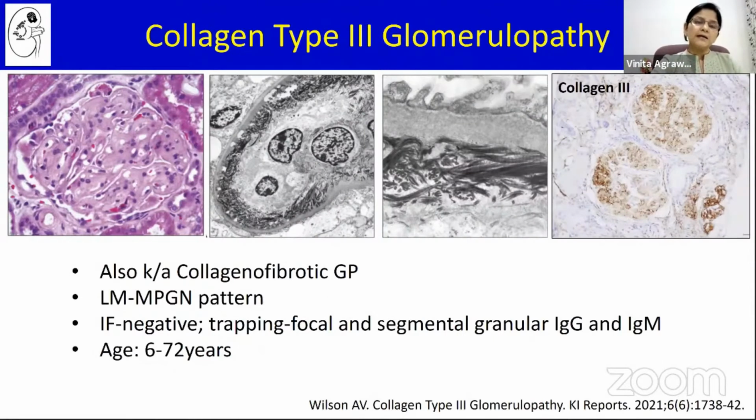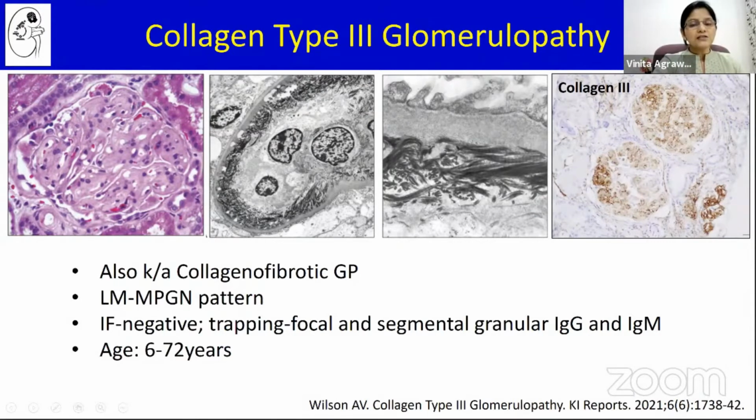The other area where immunohistochemistry plays an important role is collagenofibrotic glomerulopathy, which also looks like an MPGN-like pattern with nodular glomerulosclerosis. It has a variable age at presentation, and with the integration of light microscopy, electron microscopy, and immunohistochemistry for collagen 3, you can make a diagnosis of collagenofibrotic glomerulopathy.